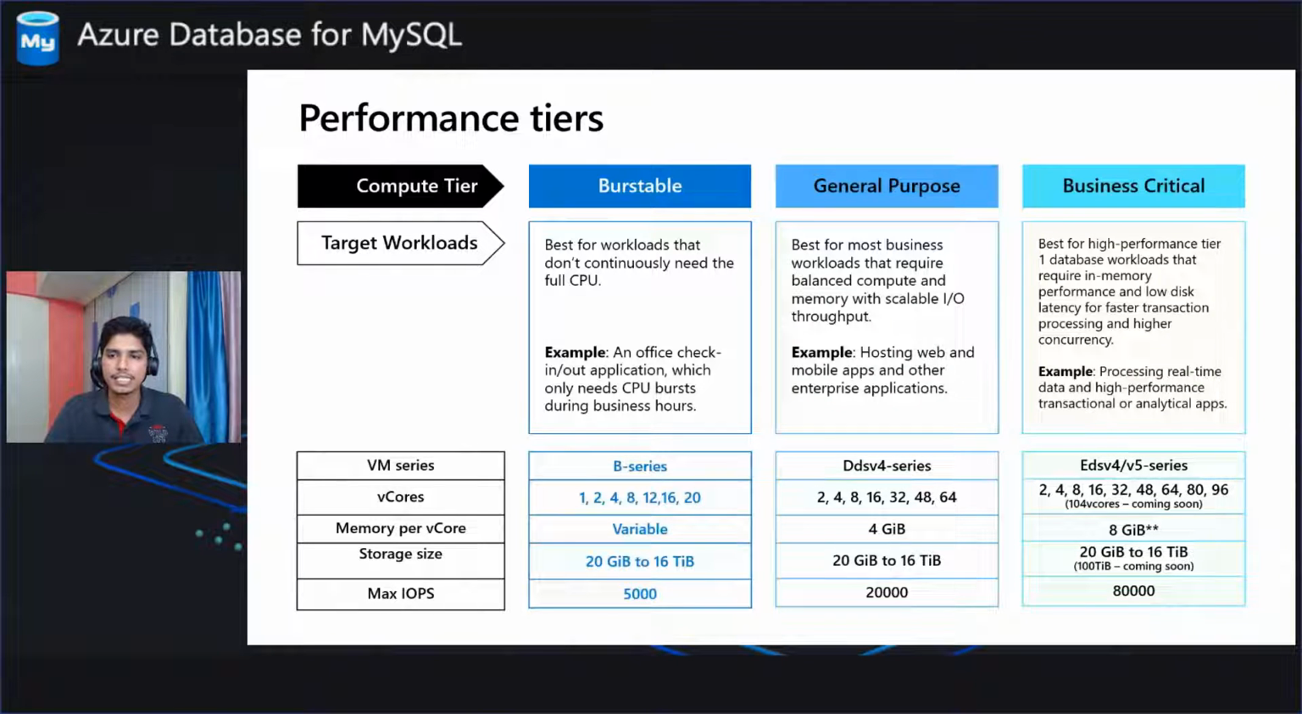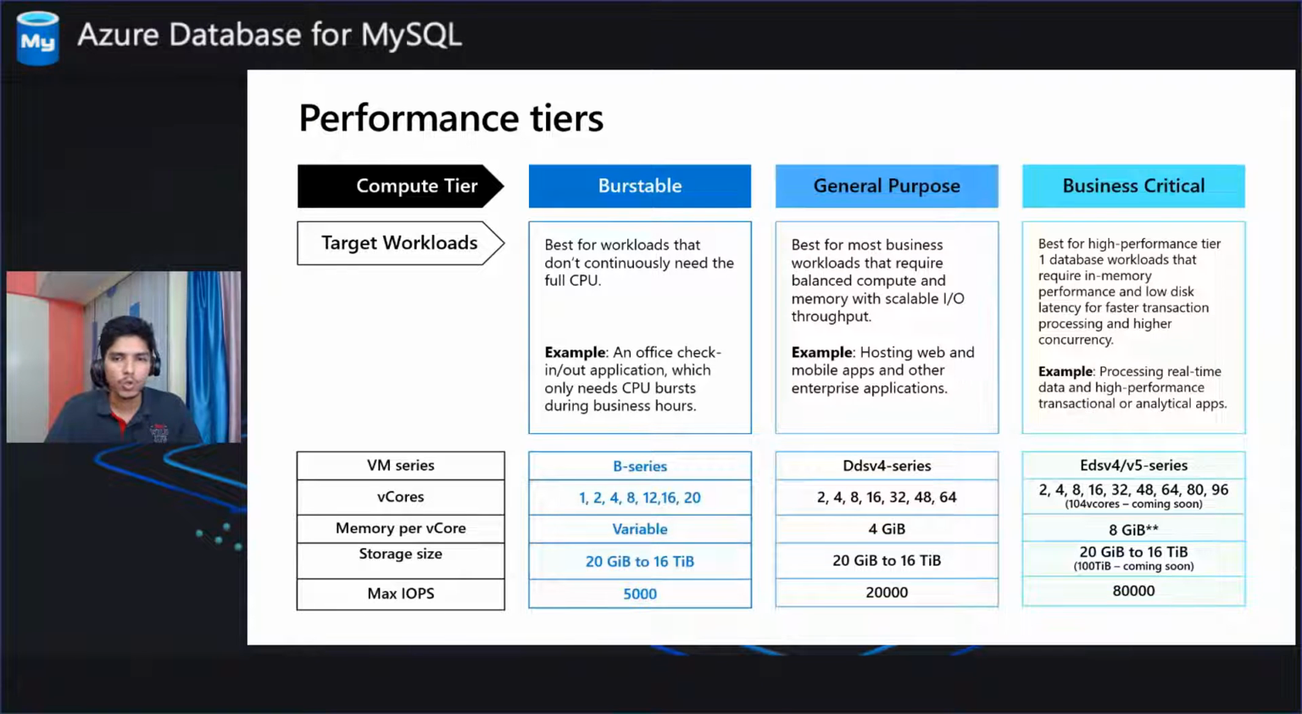The VM series is V4 inside the general purpose, and the vCores are from 2, 4, right up to 32, 48, and 64 as the higher cores available in general purpose. The memory per vCore in general purpose is 4 GB, and the storage size starts from 20 GB right up to 16 TB. The maximum IOPS possible is 20K in the general purpose.